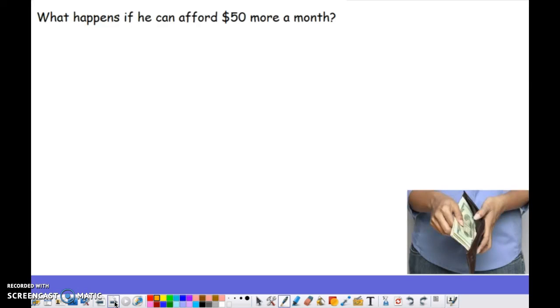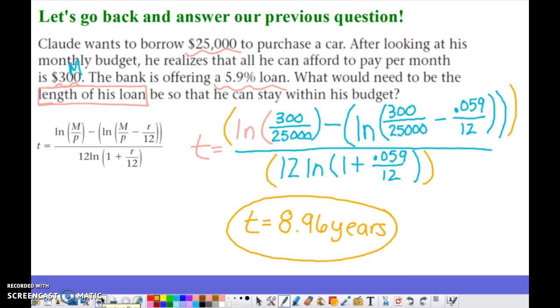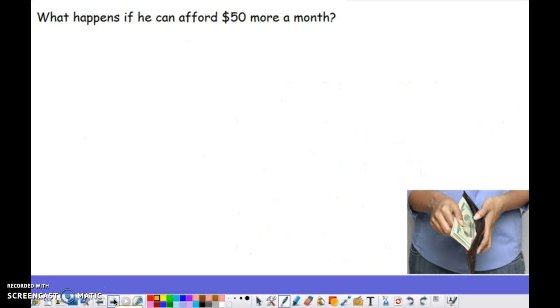So, one last problem. I would pause the video and try this on your own before you check what I did here. So, if you're coming back to us, now it says, what happens if he can afford $50 more a month, referring to Claude from the last example. In the last example, Claude was willing to pay, based on his budget, $300 a month. Well, now he thinks he can afford $50 more, so not $300, but $350 a month. So M is going to be $350.